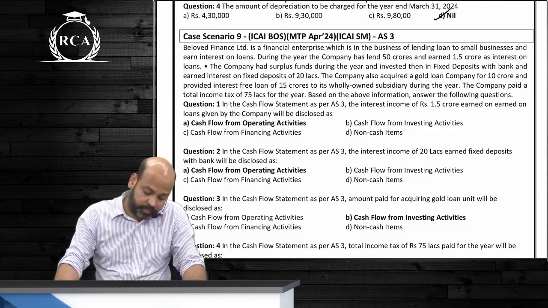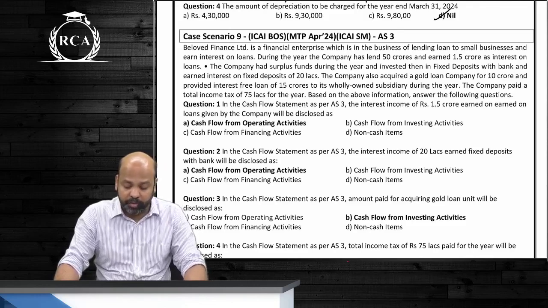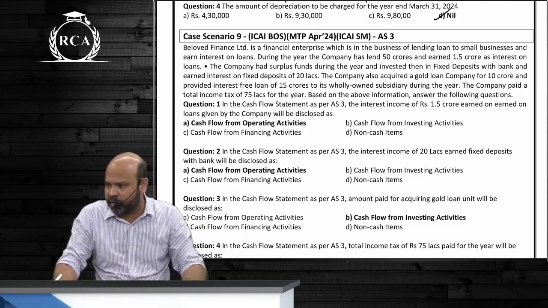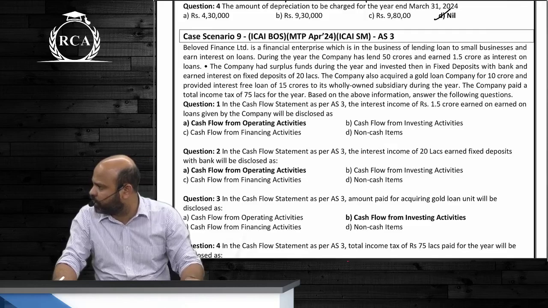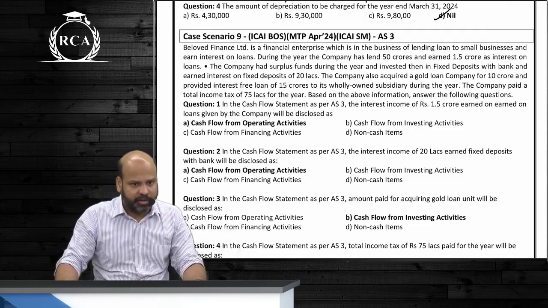Very good. Now, during the year, the company has lent 50 crore rupees and earned 1.5 crores as interest on loans, guys. The company had surplus funds during the year which it invested in fixed deposits with bank and earned interest on fixed deposit of 20 lakh rupees. Even this will be operating activities only, guys. This is what financial entities will do. They will have continuous surplus funds, but they cannot keep those balances lying idle. They will invest them. Yes or no?